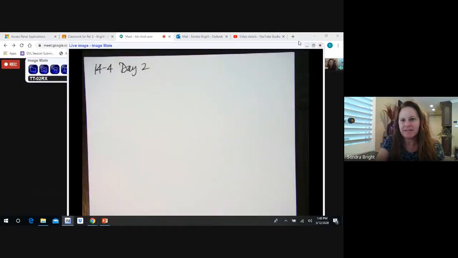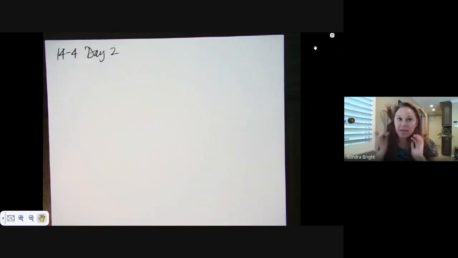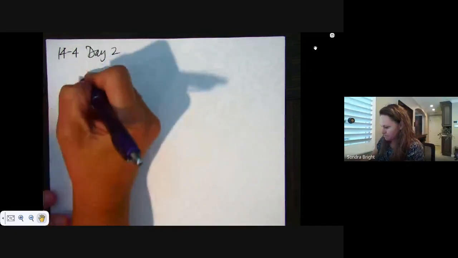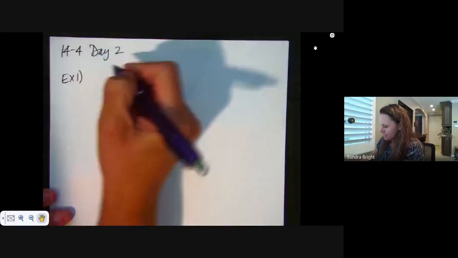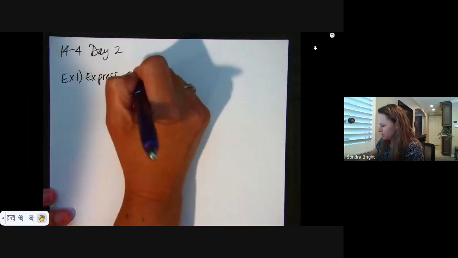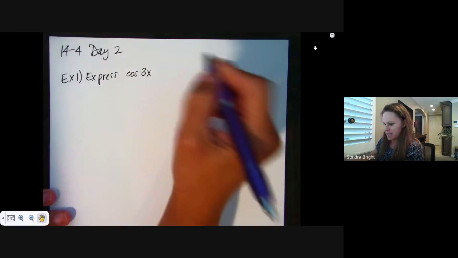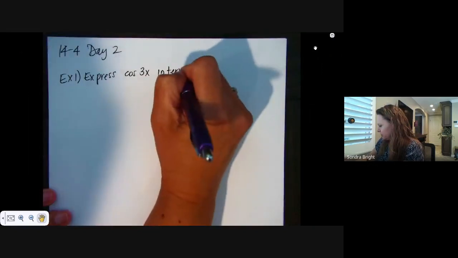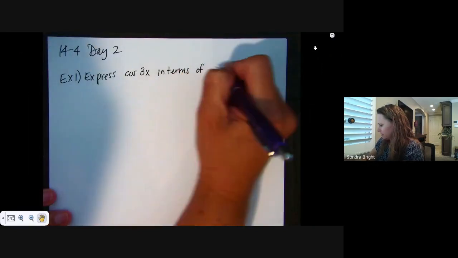All right. Still continuing with section 4 with those double angle identities. Let's do some more examples with them. This example says express cosine of 3x in terms of cosine of x alone.